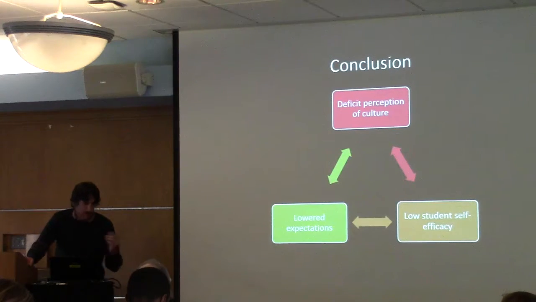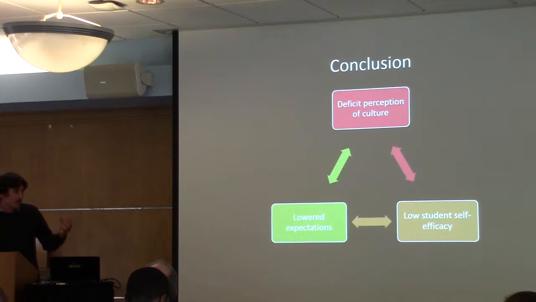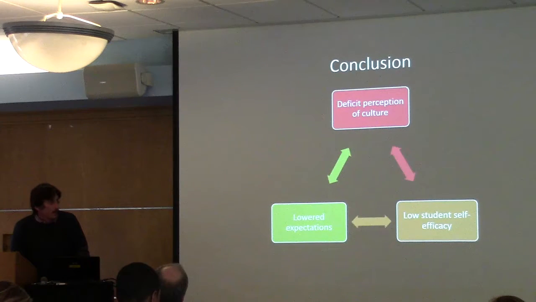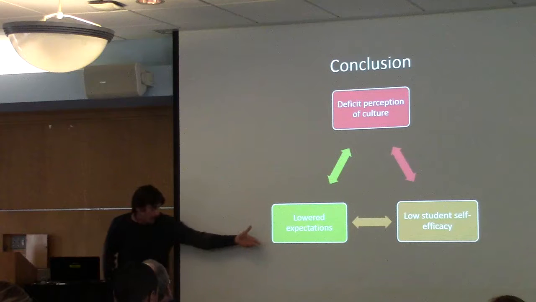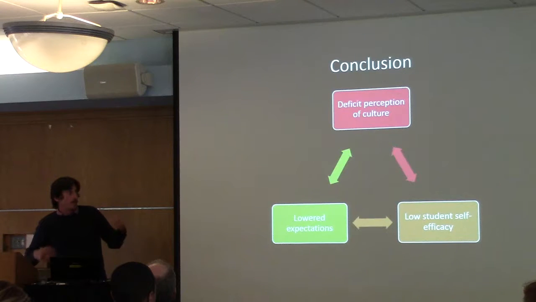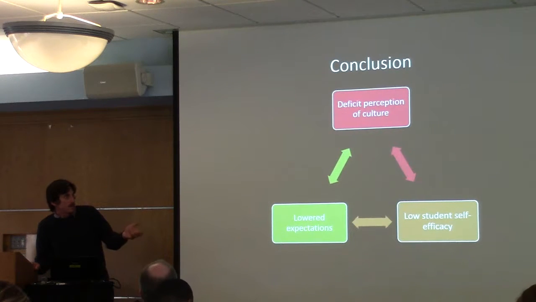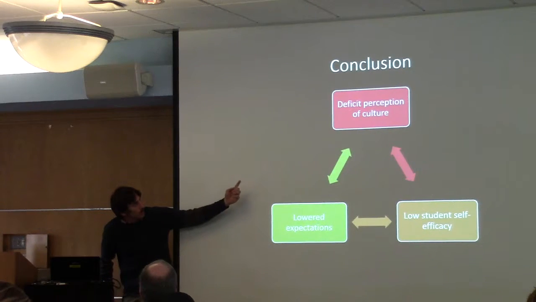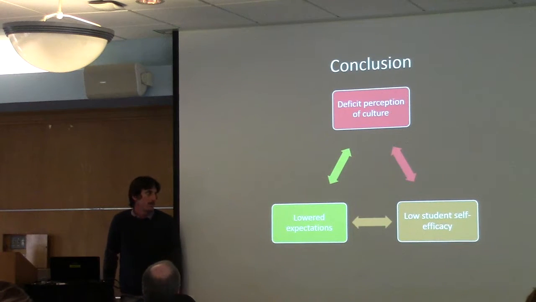So there are some significant quotes, and here are the relationships that I teased out from the themes and the quotes. That is, there's a relationship of deficit perception of culture that affects lowered expectations and low student self-efficacy. If we just start with lowered expectations, if the classroom has lowered expectations, to me that sends the message that students, and the cultures they are attached to and affected by, are not able to rise up to the challenge of rigorous mathematics. And I think lowered expectations are probably a product of deficit perception of culture. And that also affects student self-efficacy.